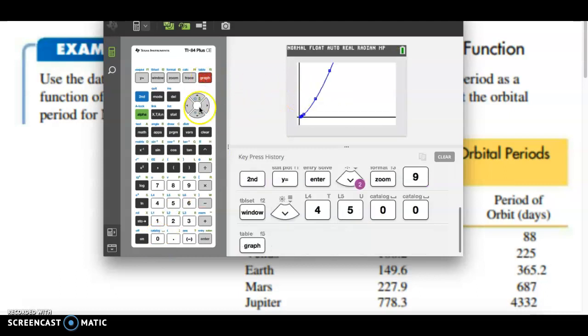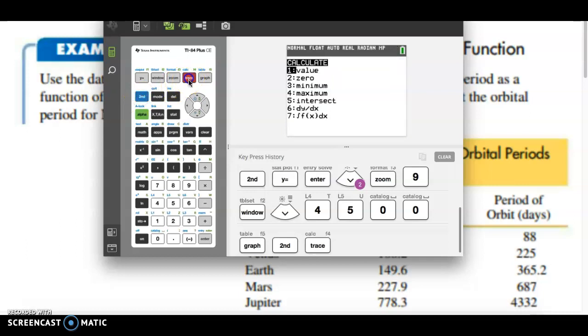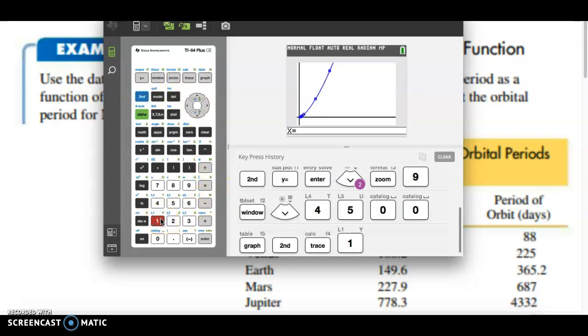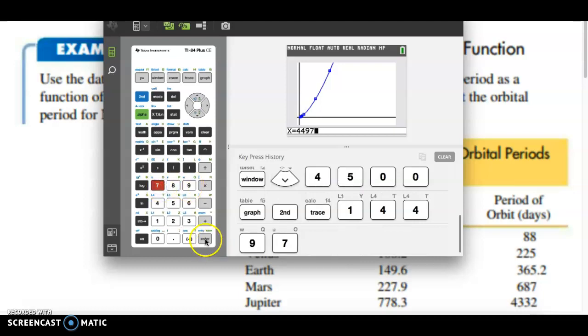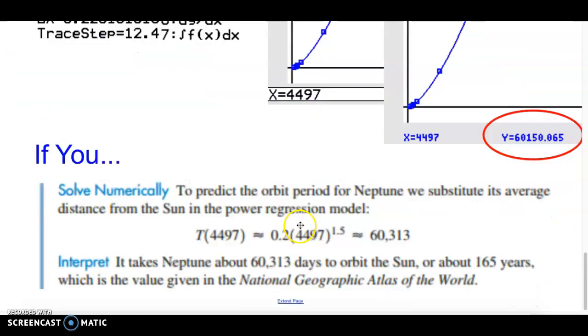Regraph it, and then if we want to predict a y value, we're going to use second, Trace, Value. We're going to type in our value of 4497, and we're going to get our predicted y value of 60,150 days for that period. So that would be about 165 years, which is the value given in the National Geographic.